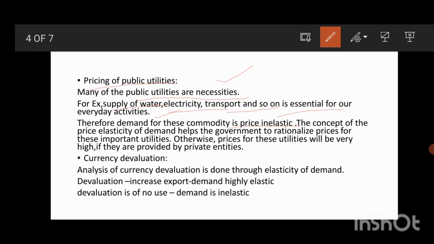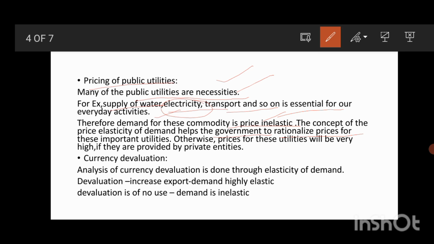So because it is essential, necessaries' demand will always be inelastic. The concept of price elasticity of demand helps the government to rationalize prices for these important utilities. So the government is going to take ownership of such kinds of utilities. For example, electricity. For that, a major stake will be held by the government in case of electricity producing companies and all.